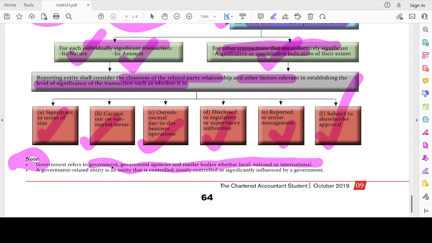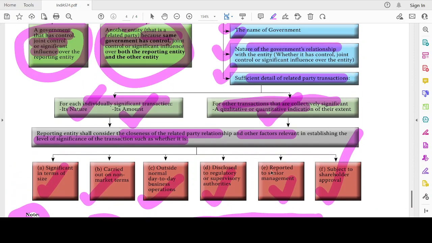Government means government, government agencies, or similar bodies whether local, national, or international. Government-related entities are entities that are controlled, jointly controlled, or significantly influenced by the government. With this, the Ind AS 24 standard gets over.